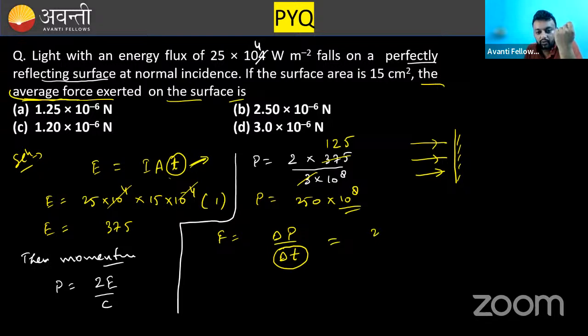So delta P is what? 250 into 10 raised to the power 8. So you can write it as 2.5 into, I don't think this is 8, this is minus 8. 2.5 into 10 raised to the power minus 6.